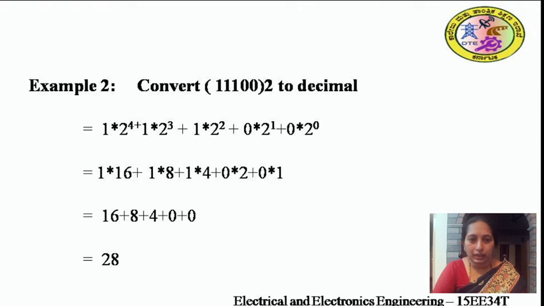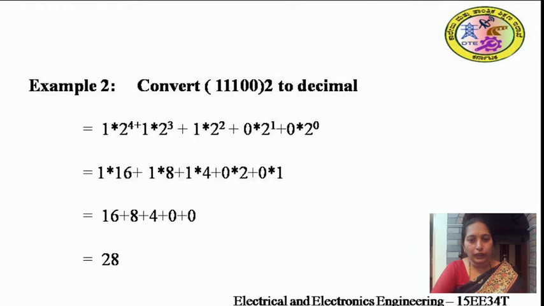Let's take another example. Here the example I have taken is 11100. What I have done is I have multiplied each binary bit with its weight, and then I have taken the sum of all these products and I have got the answer as 28.